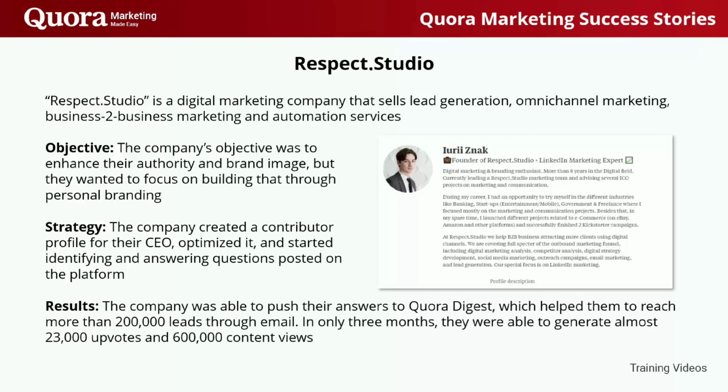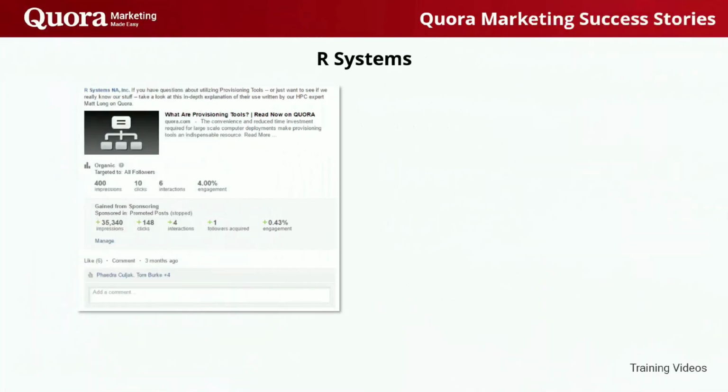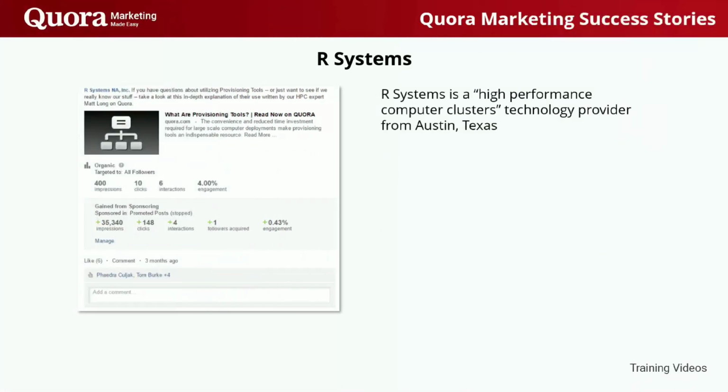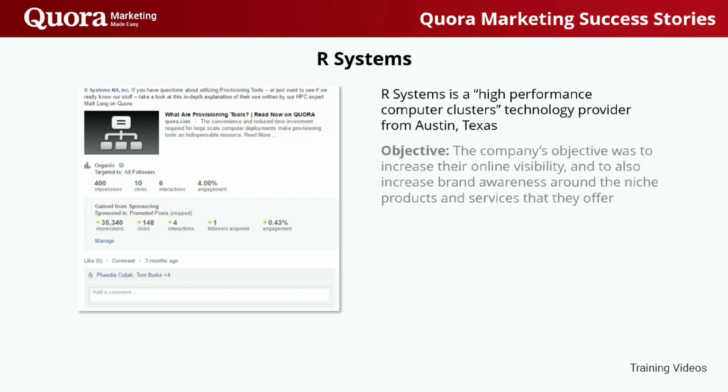Results? The company was able to push their answers to Quora Digest, which helped them to reach more than 200,000 leads through email. In only 3 months, they were able to generate almost 23,000 upvotes and 600,000 content views. R-Systems. R-Systems is a high-performance computer clusters technology provider from Austin, Texas. Objective. The company's objective was to increase their online visibility and to also increase brand awareness around the niche products and services that they offer.